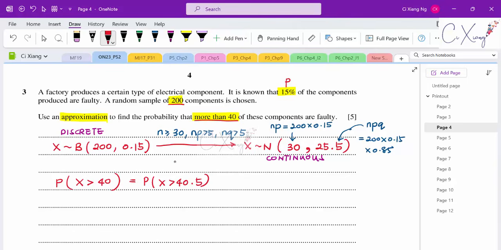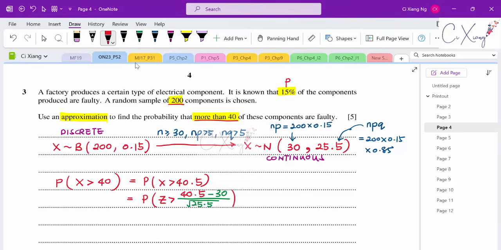So again, for those who want to know the details of how to do a continuity correction, you can refer to the lecture video that's available in the playlist. All right, so it belongs to paper 5, chapter 5. Okay, then after you apply the continuity correction, because x now becomes normal distribution, to calculate the probability, I have to change it to z. How to change it to z? You take the value of x that you have, minus the mean, which is minus 30, then divided by standard deviation, so square root 25.5.